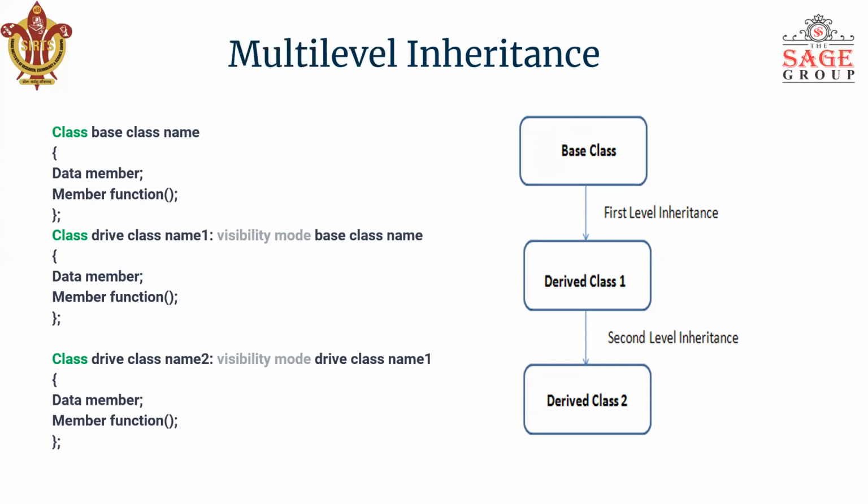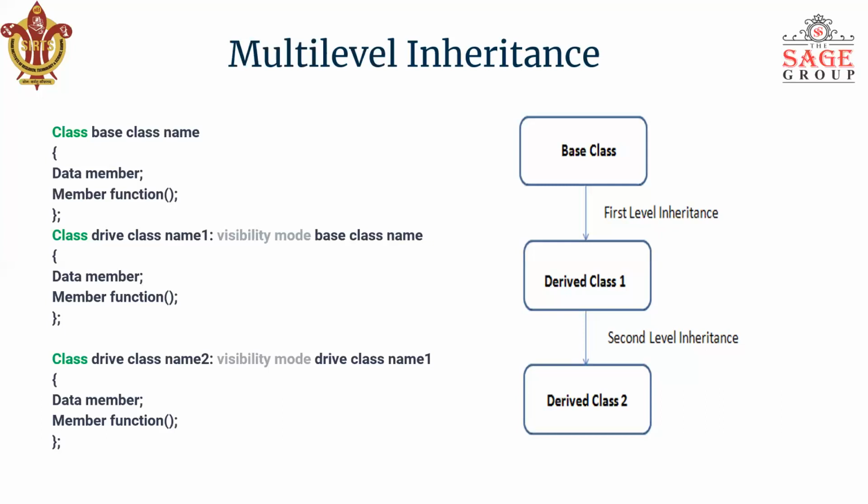Now we create derived class 1 using the syntax class, derived class name. After that we write a colon, again the visibility mode, then base class name 1, because we are creating a derived class, so that derived class simply inherits the base class. Then we open the body of derived class 1. After that we declare the data members and member functions of derived class 1.